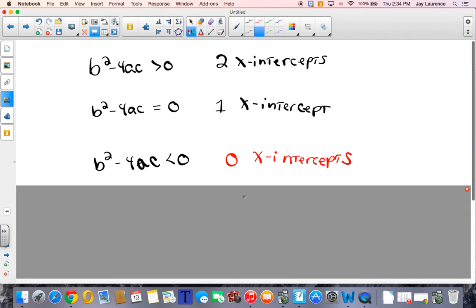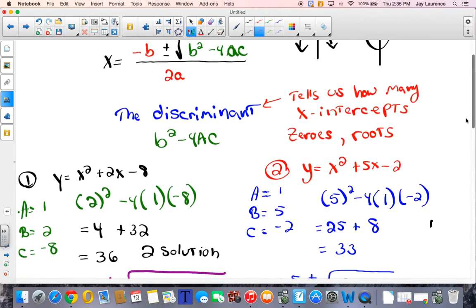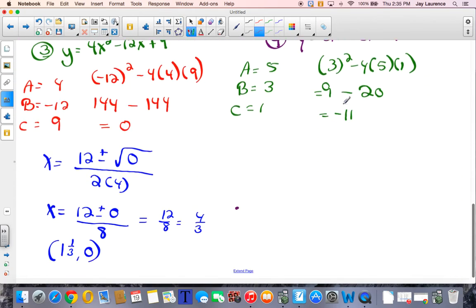There you go. So, b squared minus 4ac greater than 0, we cross the x-axis twice. b squared minus 4ac equals 0, we cross the x-axis once. And b squared minus 4ac less than 0, we don't cross the x-axis at all. So in this problem, if we're just trying to find the roots or solutions, well, there aren't any roots or solutions because the discriminant is negative. See, we can't take the square root of -11. So if we filled it out, it would look like this.